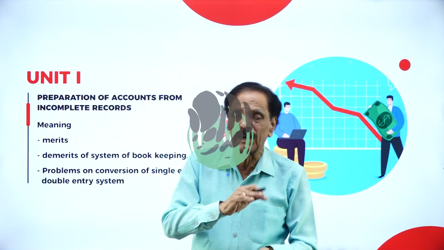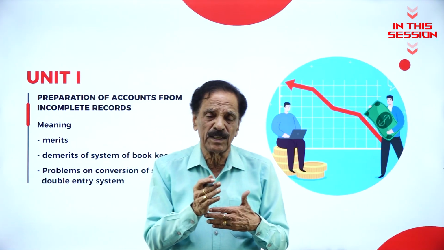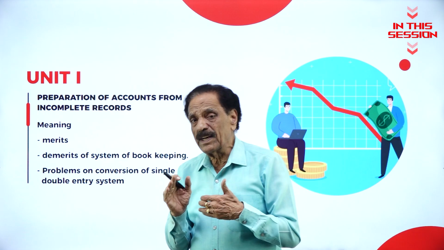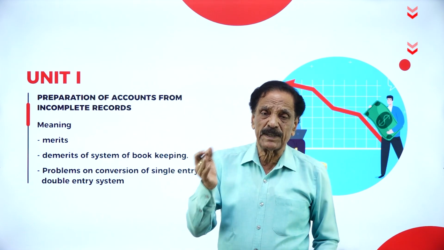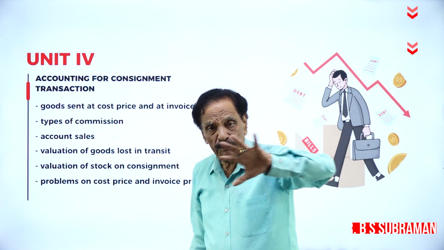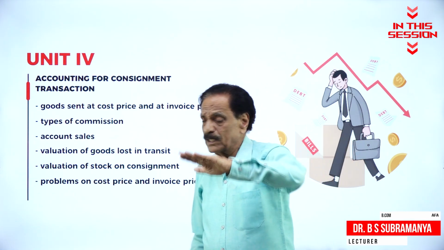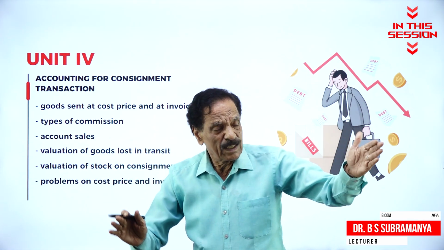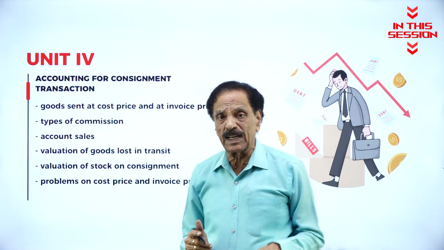Credit account, BR account, BP account, cash account, statement of affairs. To find out the capital, then we have to prepare a trading profit and loss account and a balance sheet. So in consignment, we have got two parties. One is called consignor and the other is called the consignee. Consignor is the owner, consignee is the agent.